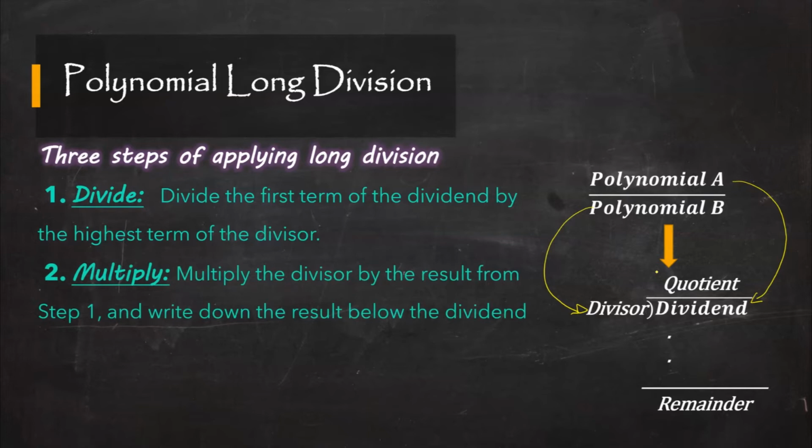The second step is multiply. We multiply the divisor by the result from step 1, which is the result in the quotient section here, and then write down the result below the dividend. So whatever we got from step 1 multiplied by the divisor will give us a new result that we're going to write down below the original dividend. So here we will have q multiplied by divisor, right? And then over.